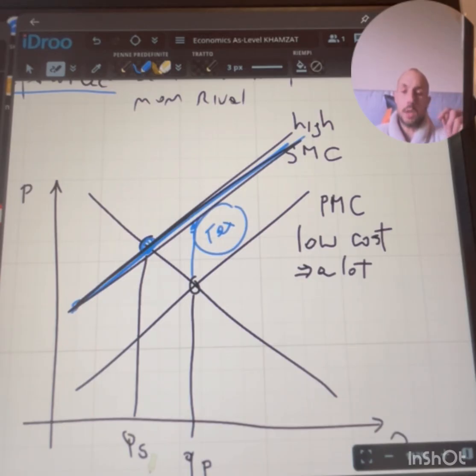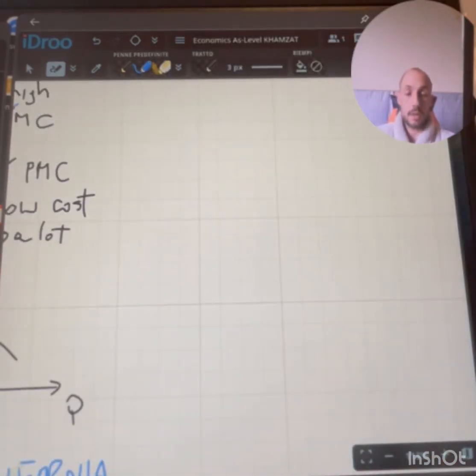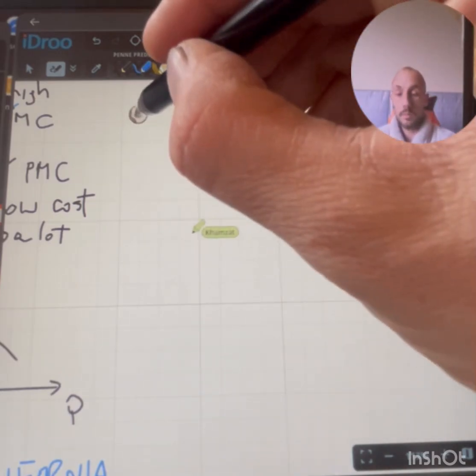I would like to give you a small homework: to draw a similar graph, only for benefits, like this one. Let me write it. So, homework.